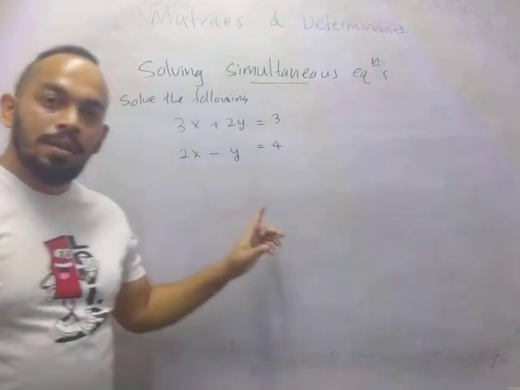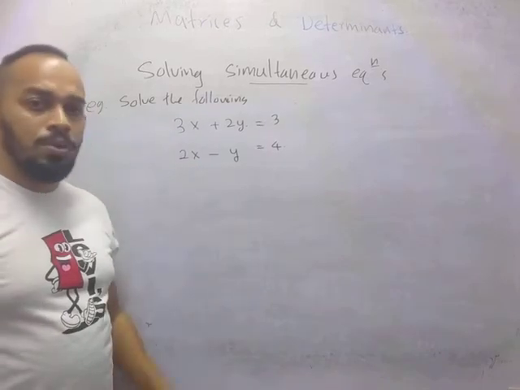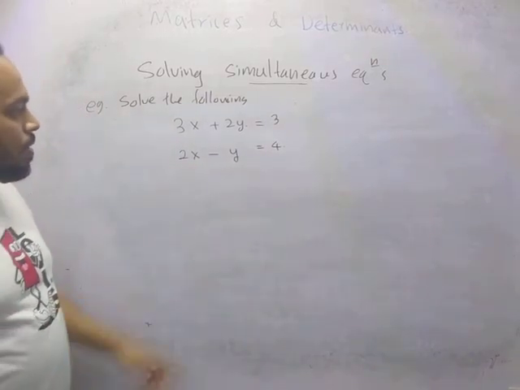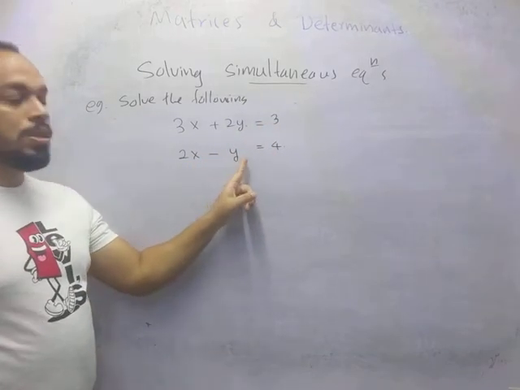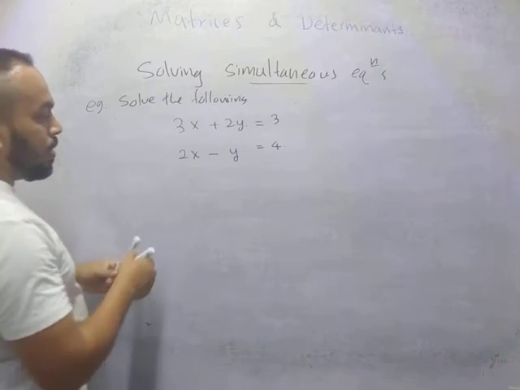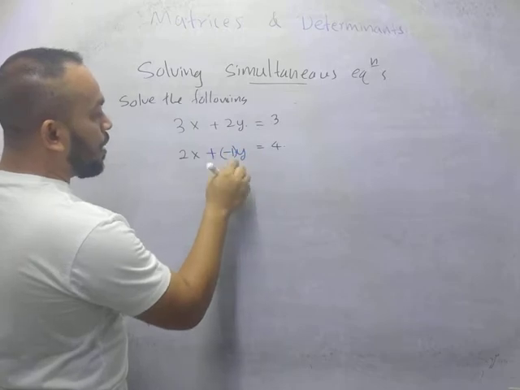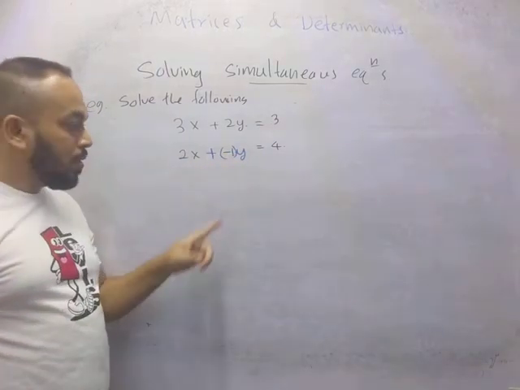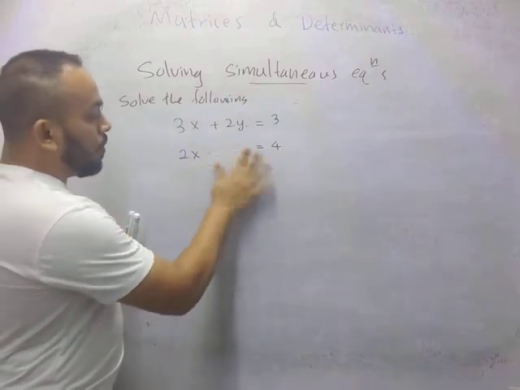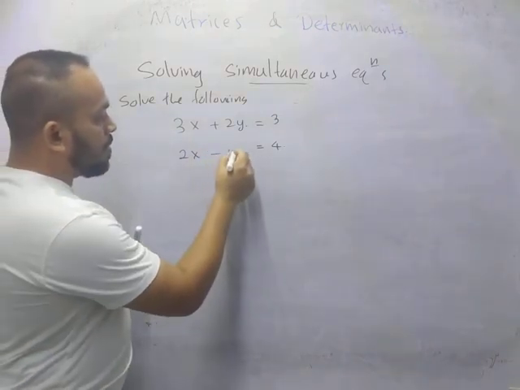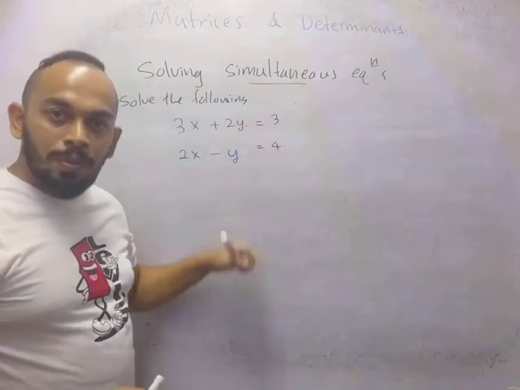So let's look at this example. You can solve these equations simultaneously. That's okay, but we will see how to use matrices on this. Now 3x plus 2y equals 3. 2x minus y equals 4. You can write it as plus minus 1 times y equals 4. So the coefficient is minus 1 here. So if you can get that right away, then you don't have to write it like this. So it is minus 1.